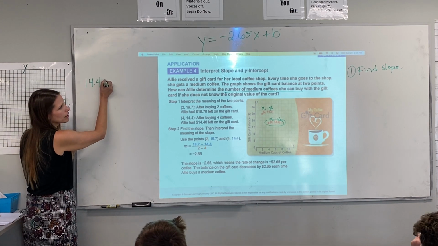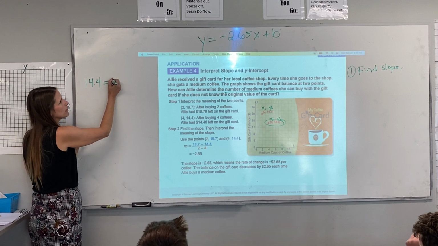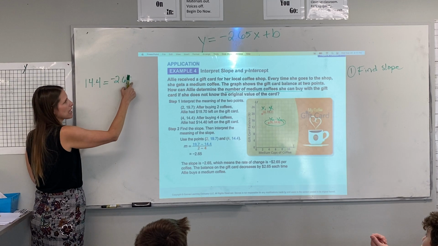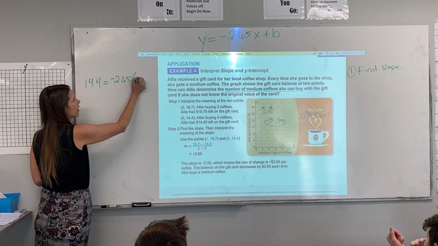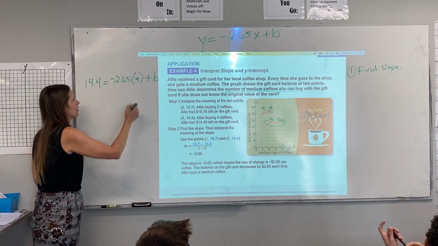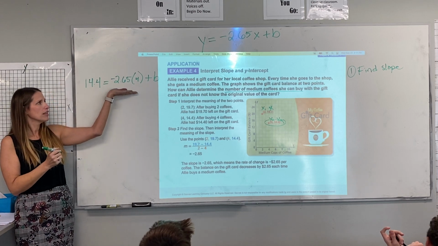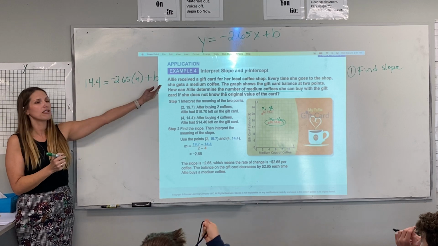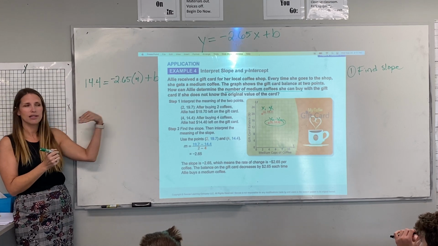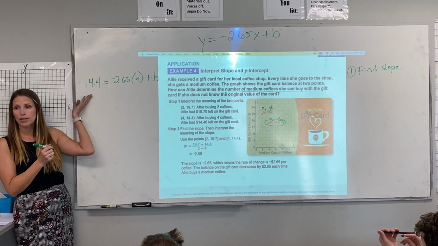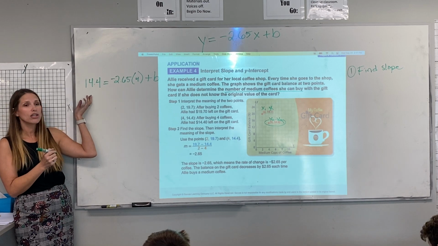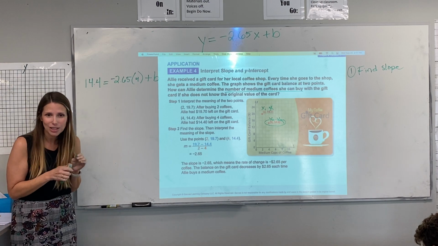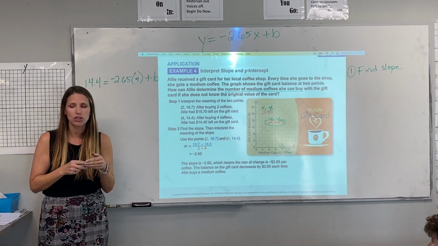14.4 equals negative 2.65 times 4, plus b. Welcome to the equations that we've been working on from the very beginning of the year, solving for one variable. You can use your calculator. I want you to do that on your own and tell me what b equals silently by pointing to the number in your notebook. Please don't shout it out, okay?